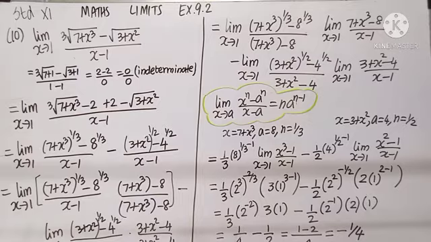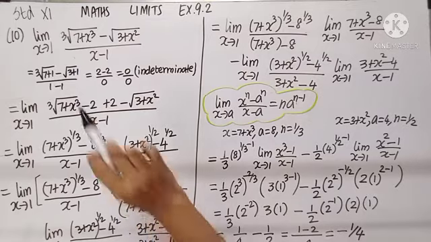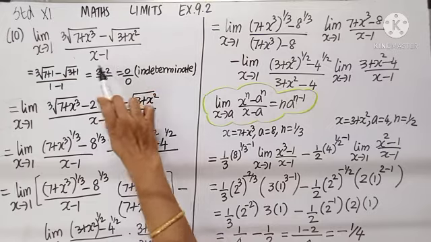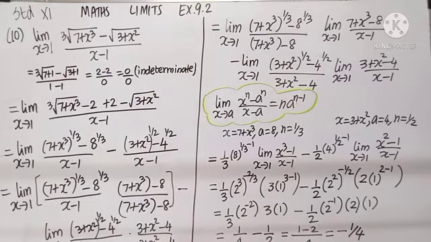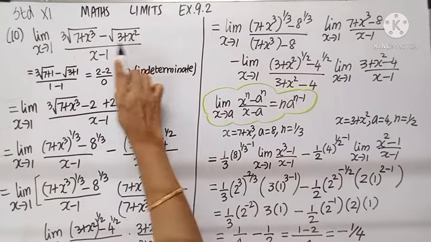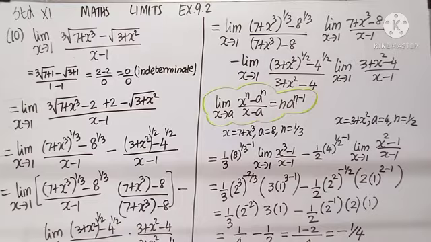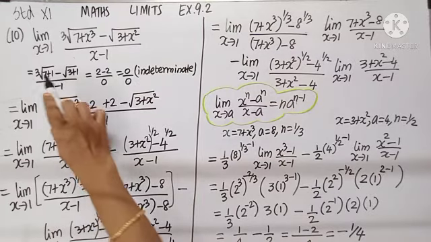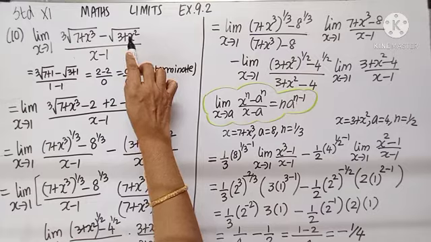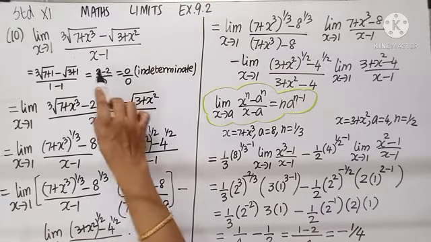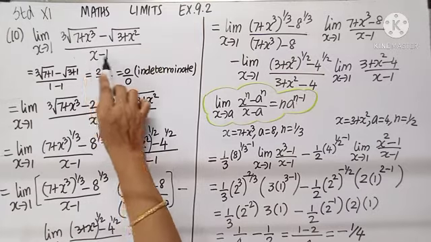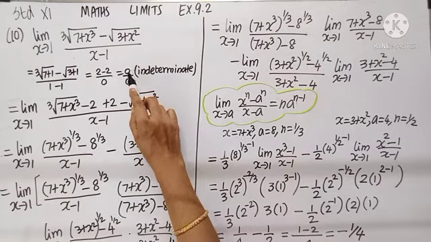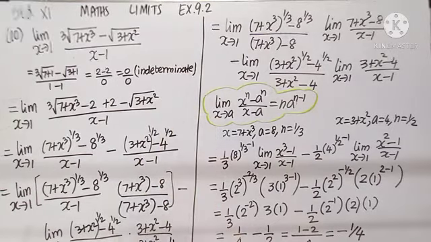Question number 10. Limit x tends to 1 cube root of 7 plus x cube minus square root of 3 plus x square by x minus 1. Wherever x comes, let me substitute 1. It is 7 plus 1, 8. The cube root is 2. 3 plus 1, 4. The square root is 2. Denominator 1 minus 1 gives us 0. Numerator is also 0, which is an indeterminate form.